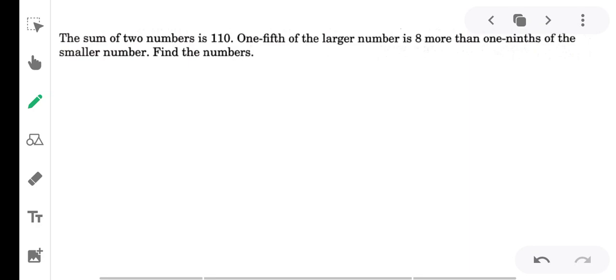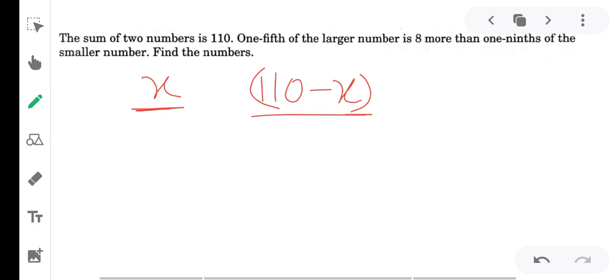Next question. The sum of two numbers is 110. 1/5 of the larger number is 8 more than 1/9 of the smaller number. Let the larger number be x. If the larger number is x, then the smaller number will be 110 minus x, because the sum of the two numbers is 110.